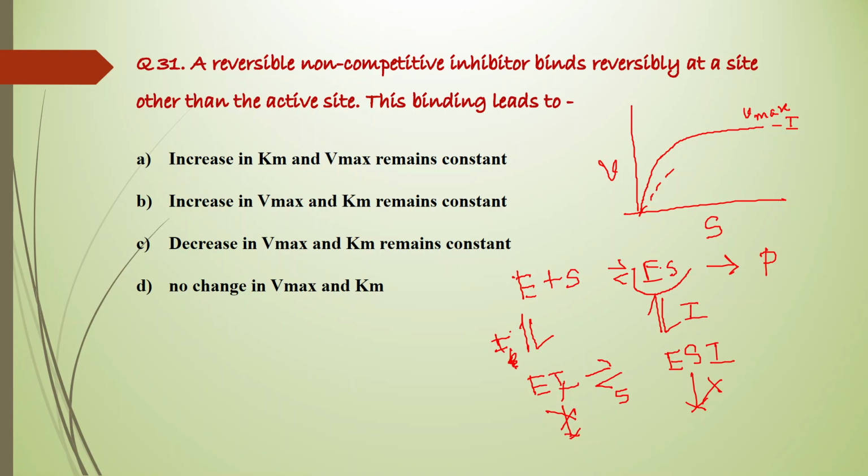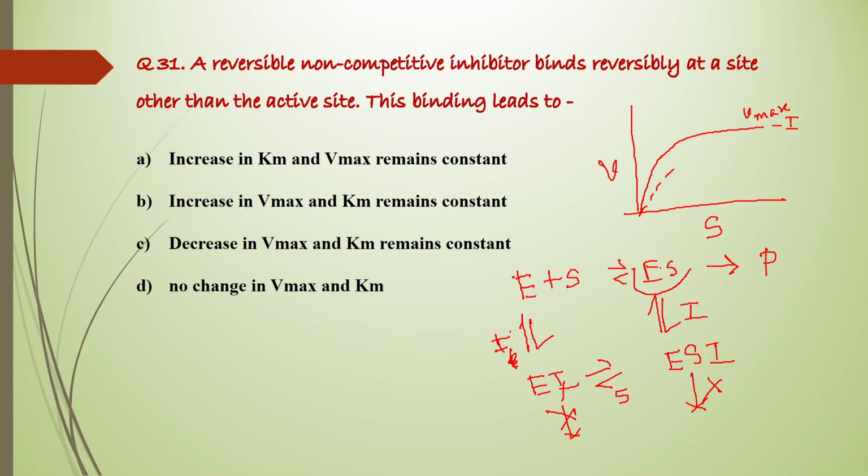In the competitive case, once the substrate is forming ES, the inhibitor cannot do anything. The ES will lead to the product formation. But in case of non-competitive, even if the enzyme and substrate have formed the enzyme substrate complex, the inhibitor can still interact with the ES complex and make it inactive. So ultimately, the total enzyme concentration is never going to be available as free in the system.